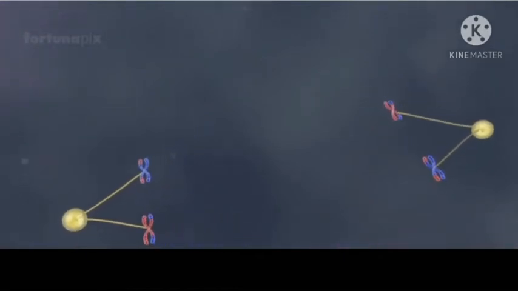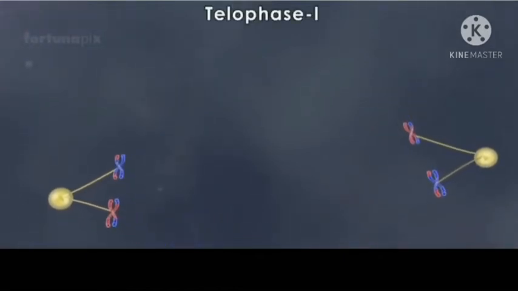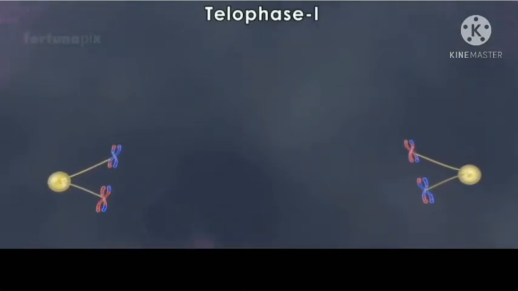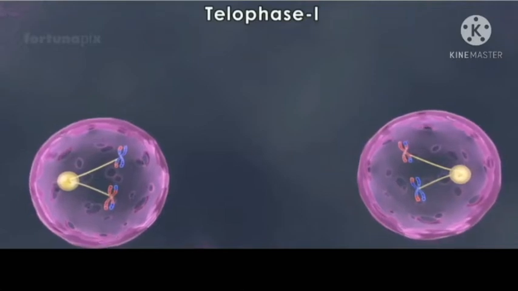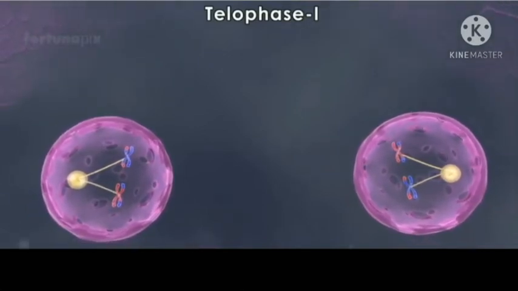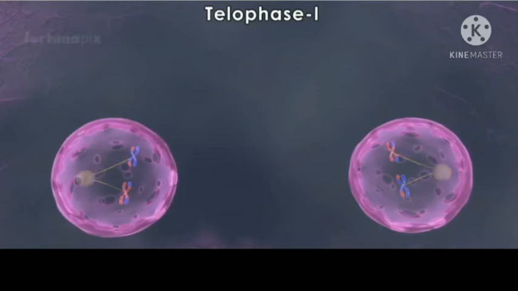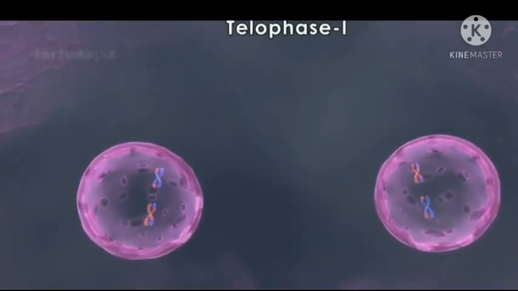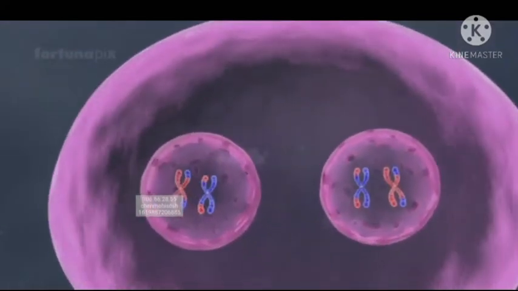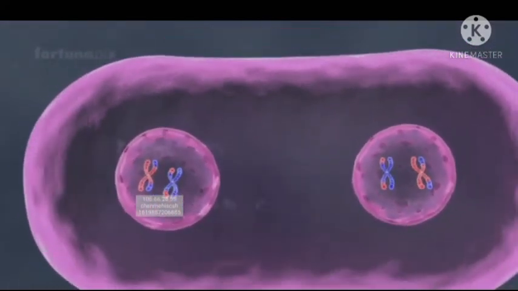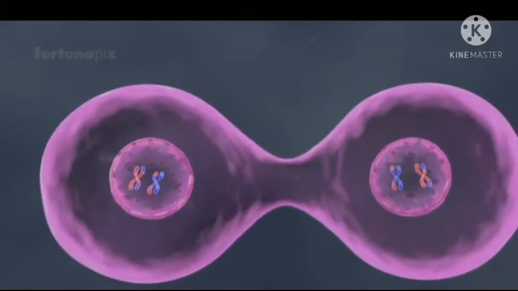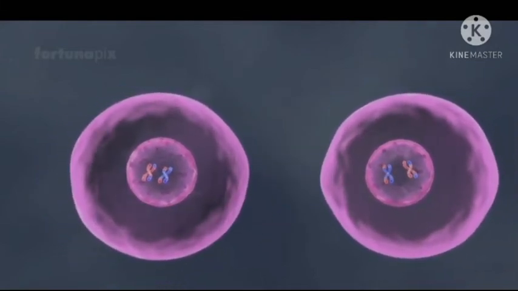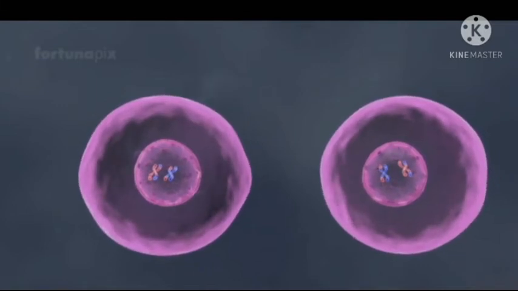In the final telophase 1, the homologous chromosome pairs reach the poles of the cell. A nuclear envelope forms around each chromosome set. Spindle disappears and cytokinesis follows. Cytokinesis divides the cytoplasm into 2 cells. After cytokinesis, each of the 2 daughter cells has a nucleus with a haploid set of replicated chromosomes.